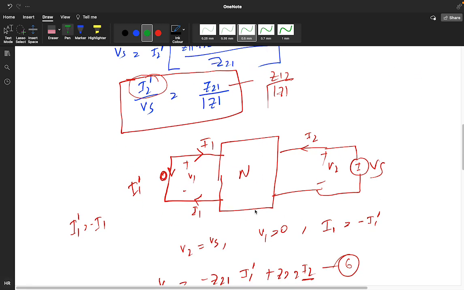Okay. In the second case, excitation will always be voltage. So this is the excitation only, and this is the response.